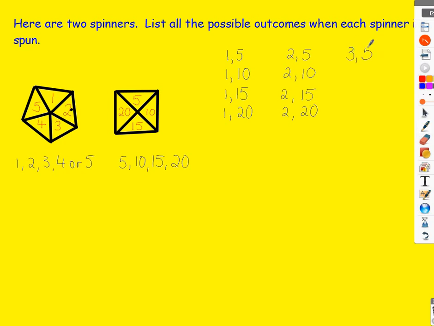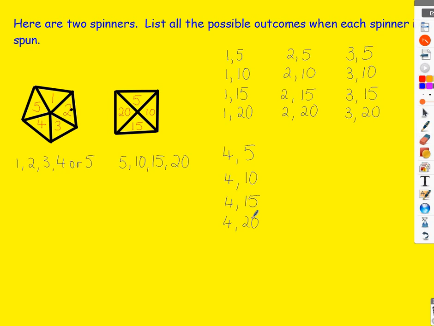So I could have 3 on the first spinner, 5 on the second, 3 on the first, 10 on the second, 3 on the first, 15 on the second, 3 on the first, and 20 on the second. And we're going to continue with that. So the first spinner, however, could land on 4. So we could have 4 with a 5, we could have 4 with 10, we could have 4 with 15, or we could have 4 with 20.